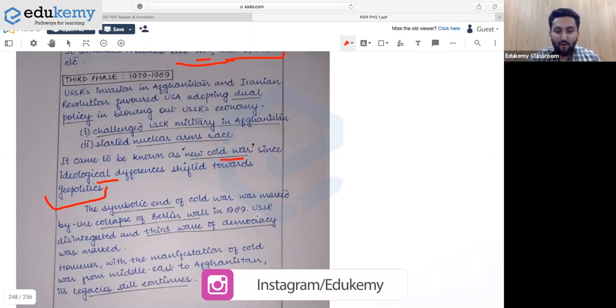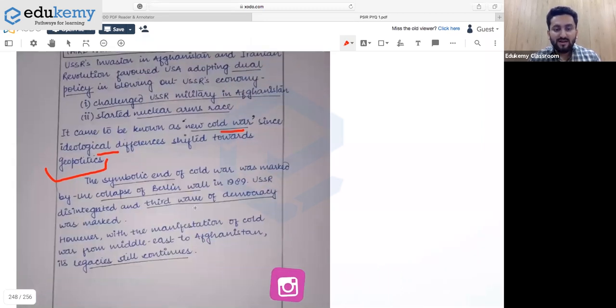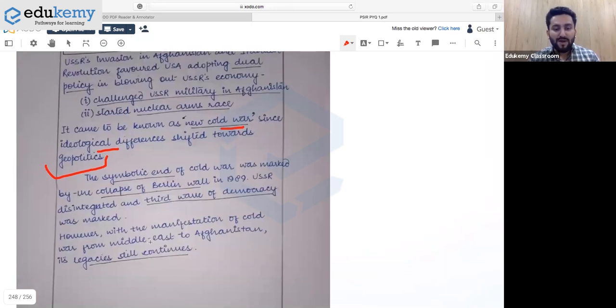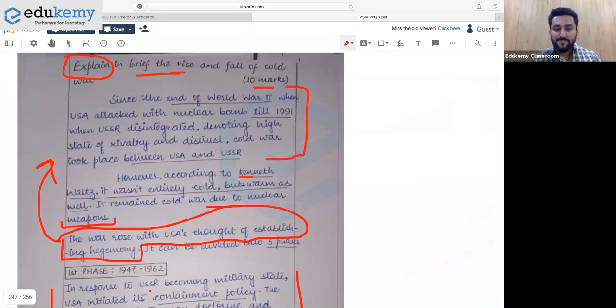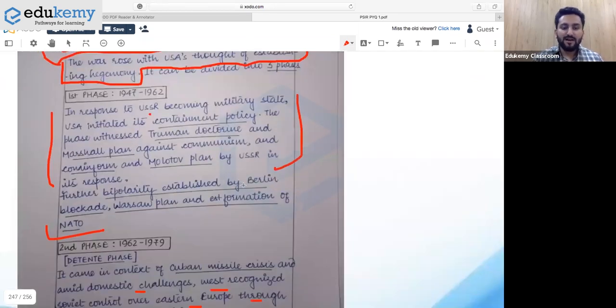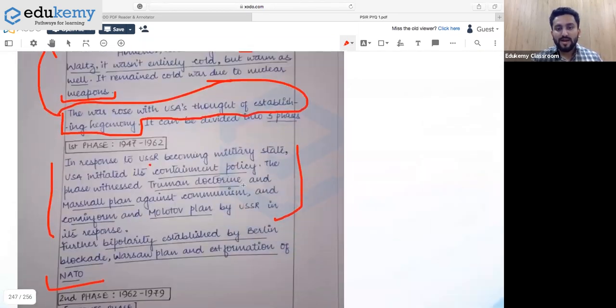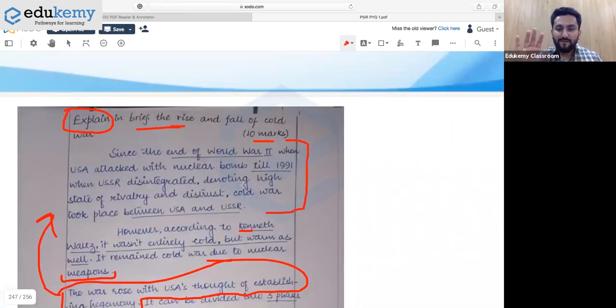The symbolic end of Cold War was marked by collapse of Berlin Wall in 1989. USSR disintegrated and third wave of democracy was marked. However, the manifestation of Cold War from Middle East to Afghanistan, its legacy still continues. This line, this phrase is used in a very apt manner. So brevity is there, structure is there, context is clear, and content is also fine. That is what you need to do in 150 words, because only 10 marker is there.